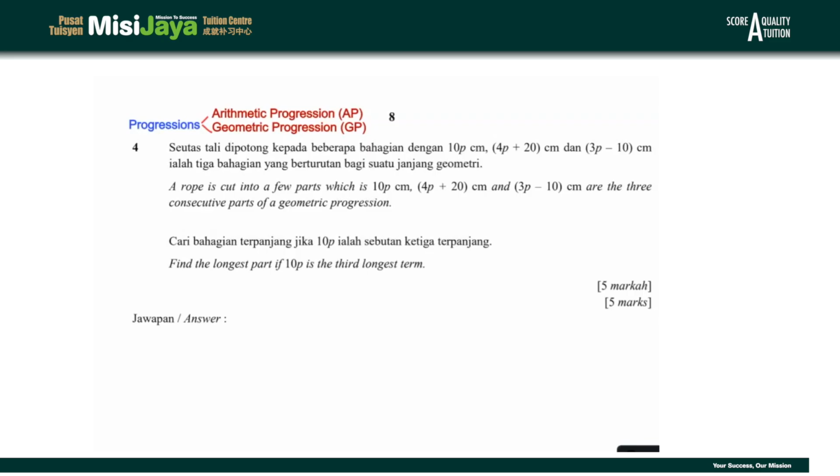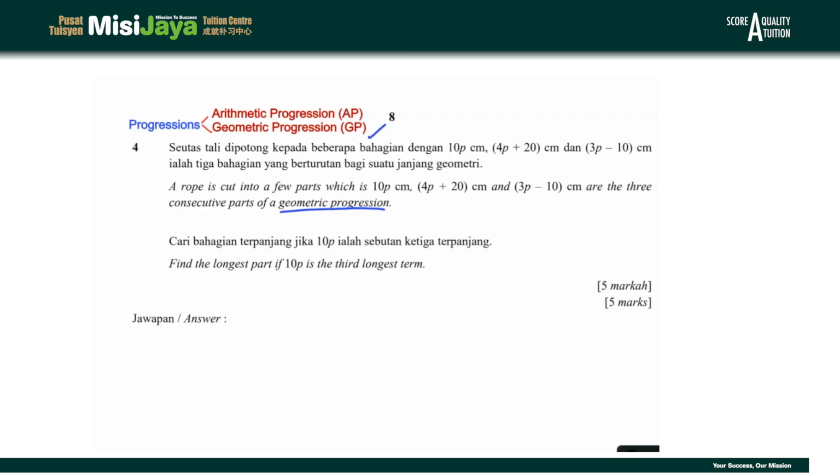Let's look at question number 4. This question is based on the chapter progressions. In progression, it's divided into two parts, which are arithmetic progression and geometric progression. For this case, we mention geometric progression, which means we focus on GP. So we're going to use all the formulas for GP.